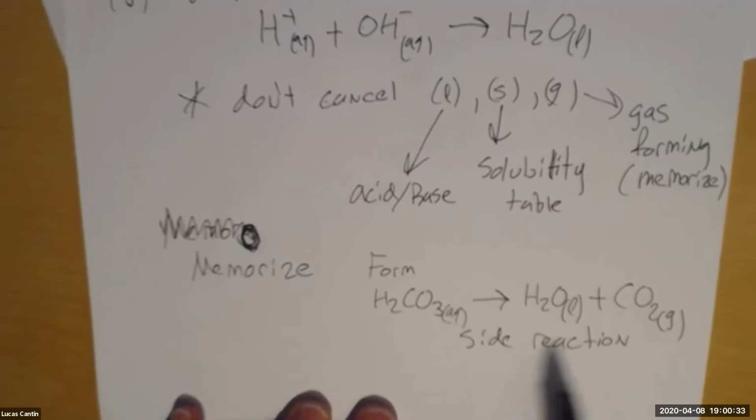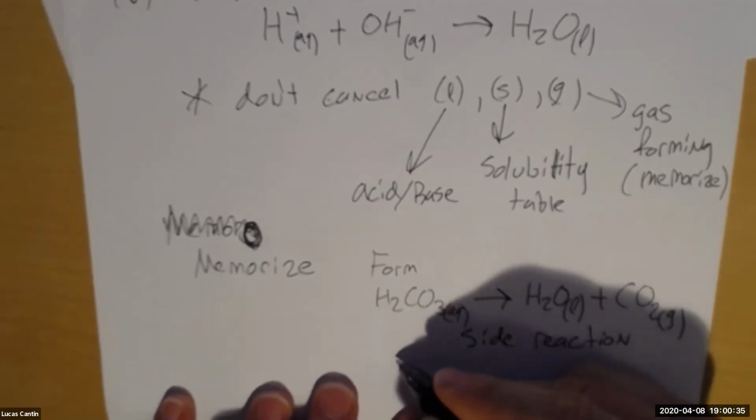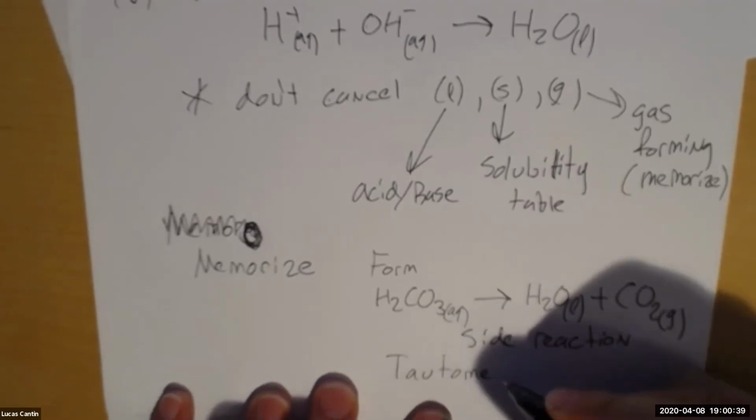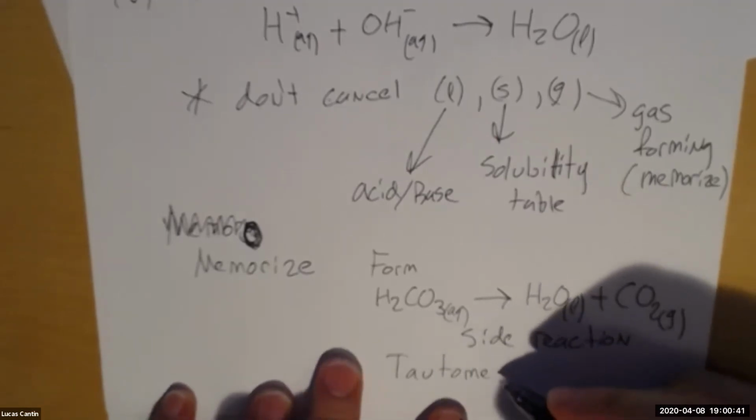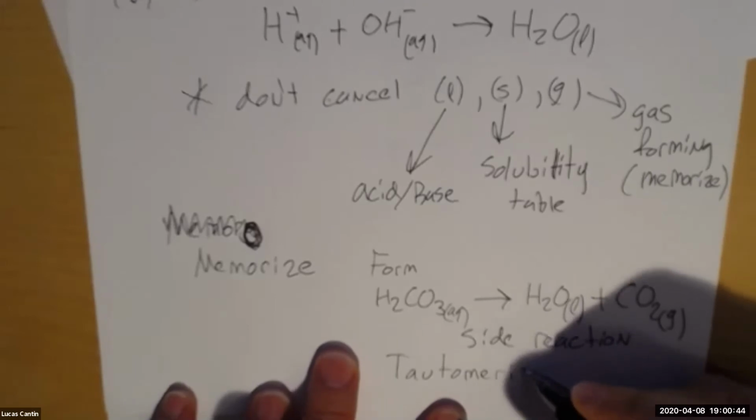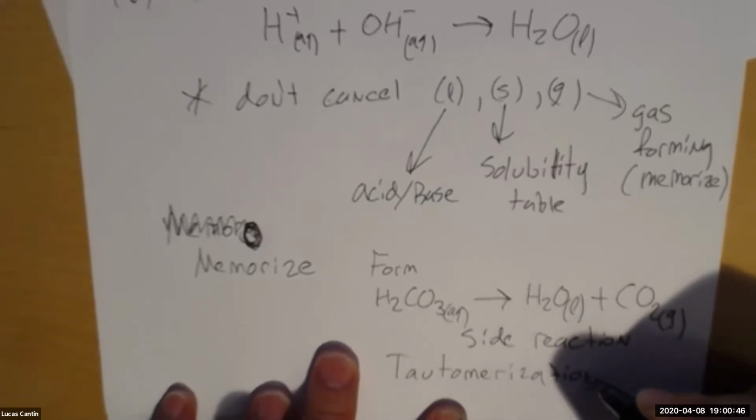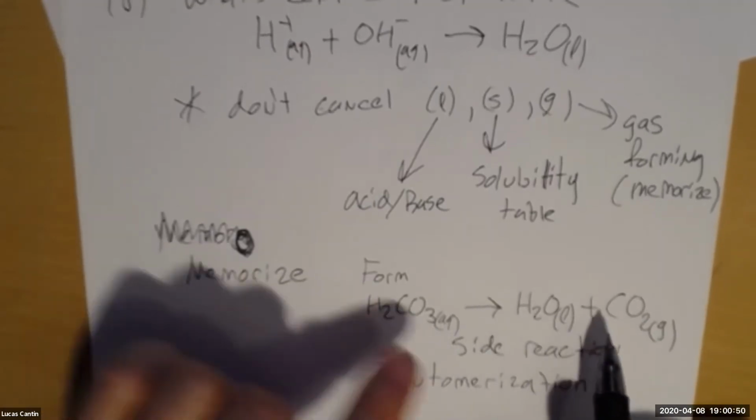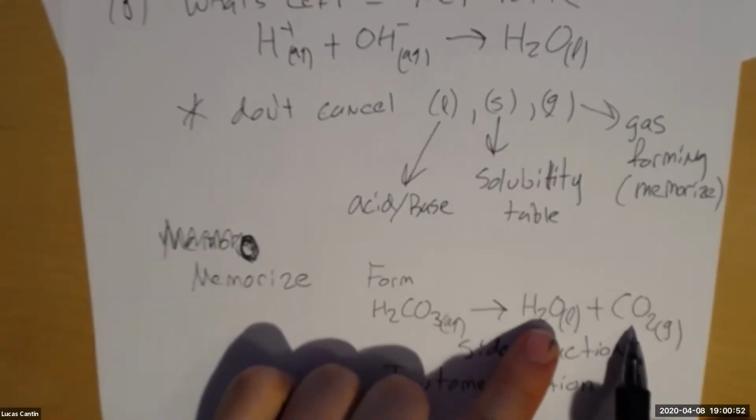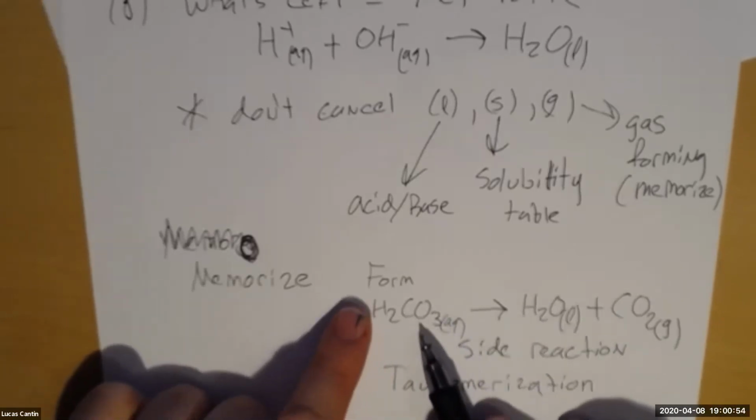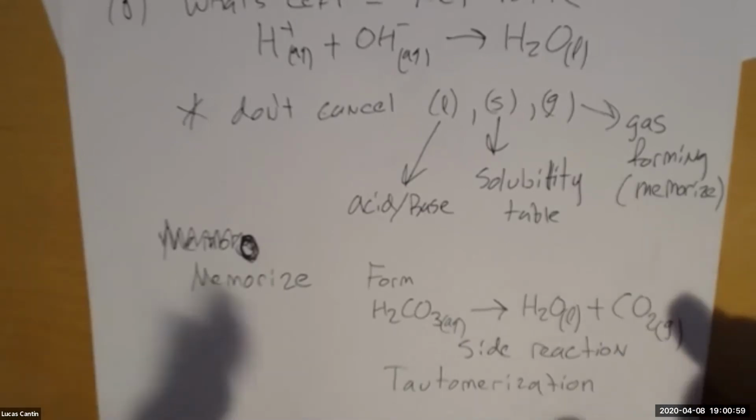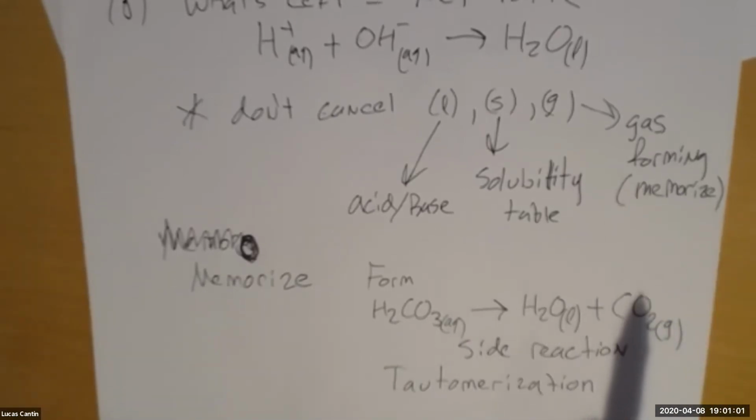But at any rate, so side reaction, it technically is called a tautomerization. I'm not going to test you on knowing the term tautomerization, but the point of it is these forms, water and carbon dioxide, are lower in energy. This is a more unstable form, and so it will just spontaneously break. Technically, it gives off a small amount of energy when it does that.